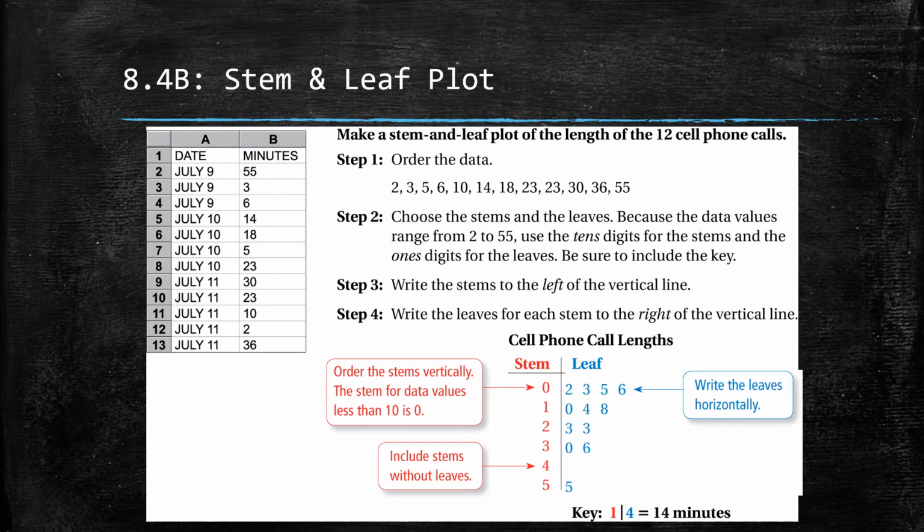And the key is important because someone needs to know how to read the stem and leaf plot. So here you can see that I have a 1, and you can pick any one of your stems to represent your key. And so if I pick 1 to represent it, I have to pick one of the values in my leaves that correspond to my stem. And so I chose 4. And then when you read that, it would represent 14 or 14 minutes.